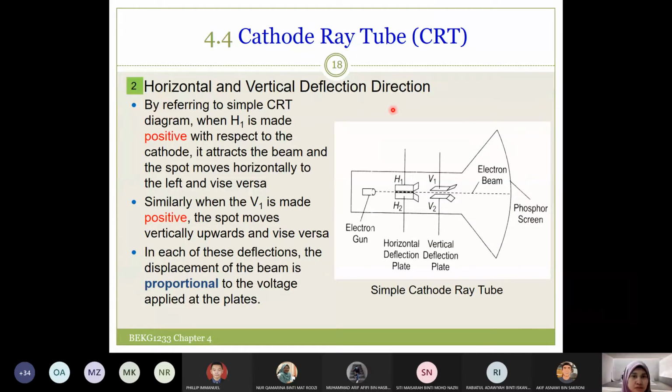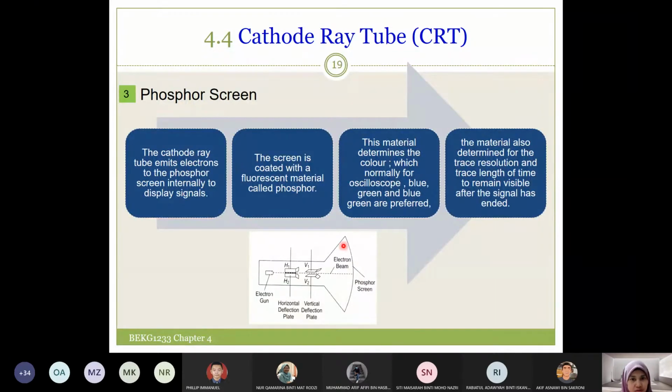Horizontal and vertical deflection. By referring to the simple CRT diagram, when H1 is made positive with respect to the cathode, it attracts the beam and the spot moves horizontally to the left, and vice versa. This one is for vertical deflection. Similarly, when V1 is made positive, the spot moves vertically upwards, and vice versa. In each of these deflections, the displacement of the beam is proportional to the voltage applied to the plates. Okay, this is the phosphor screen, the screen of the oscilloscope.